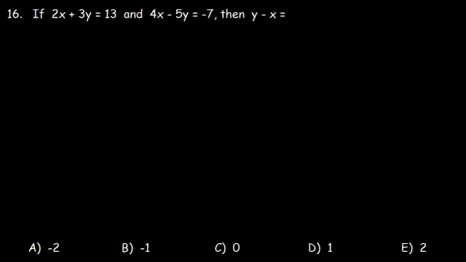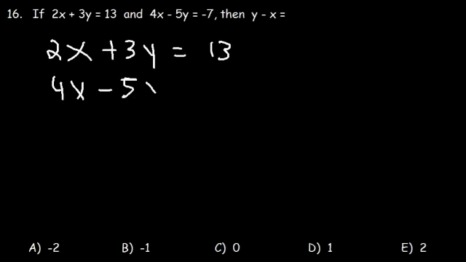16. If 2x plus 3y is equal to 13 and 4x minus 5y is equal to negative 7, then y minus x is equal to what? So this problem is similar to the last problem. So let's use elimination to solve it. But let's line up the two equations. So 2x plus 3y is equal to 13, and 4x minus 5y is equal to negative 7.